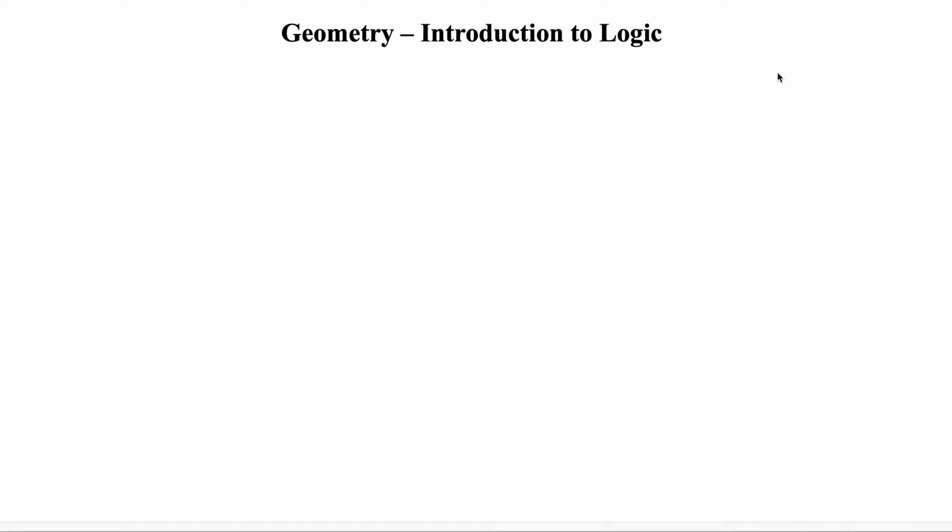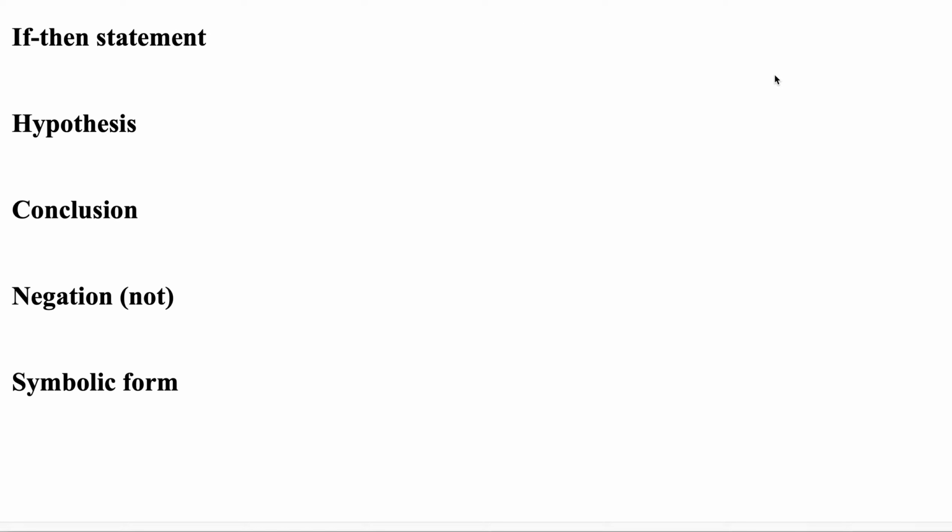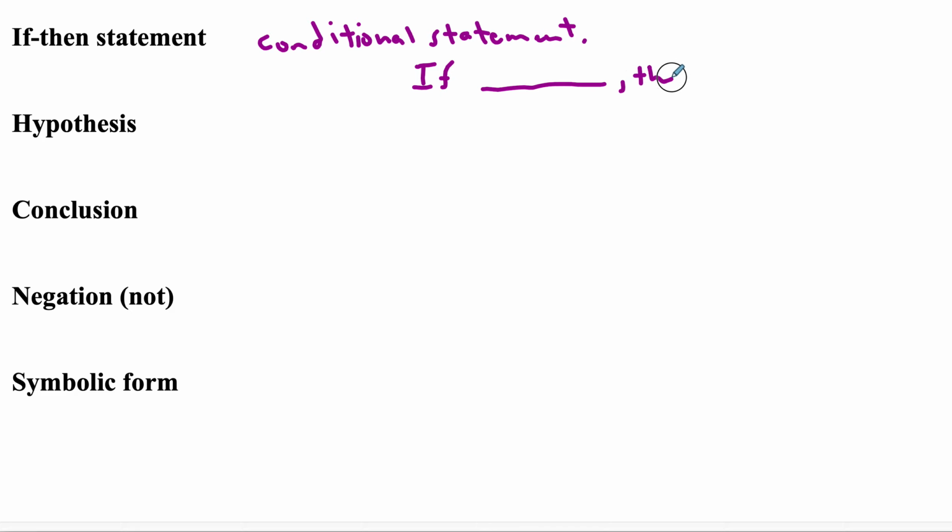Okay, so now we're going to talk about logic. The logic that we're going to be talking about is premised on something called if-then statements. Now these are conditional statements. An if-then statement is a type of conditional statement that is phrased: if something, comma, then something. It's kind of a cause and effect.